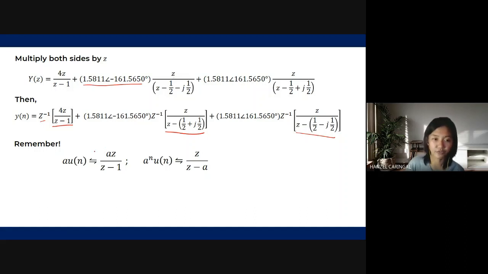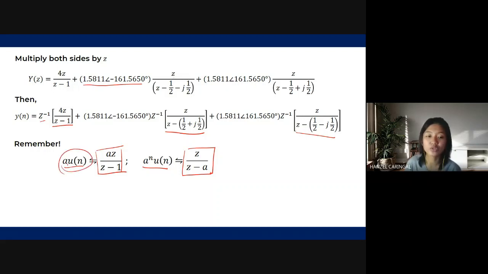Remember, if we have this form, the inverse z transform of it is just a to the n times u of n, right? And if we have this other form, the inverse z transform of that is this one. So, in our first term, we see z minus 1. So the inverse z transform, its form is just equal to this one. We will just have to substitute the value of a. And then this one, z minus a, our a here is this pole, our pole here. So we just substitute our a there.